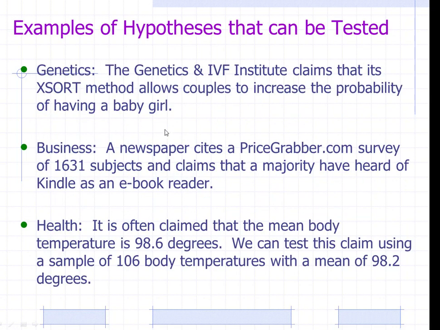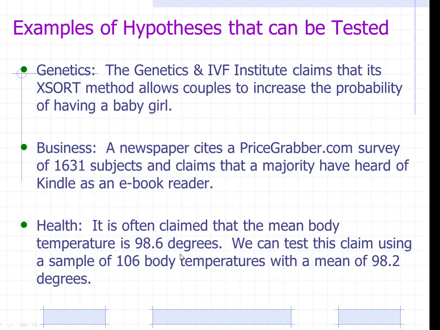So here are some examples. A company claims that their method allows couples to increase the probability of having a baby girl. We can test that using data from a sample. So we can make assumptions about a population parameter from sample statistics. We can also look at a newspaper that says a company claims that a majority have heard of Kindle as an ebook reader. We can test that.